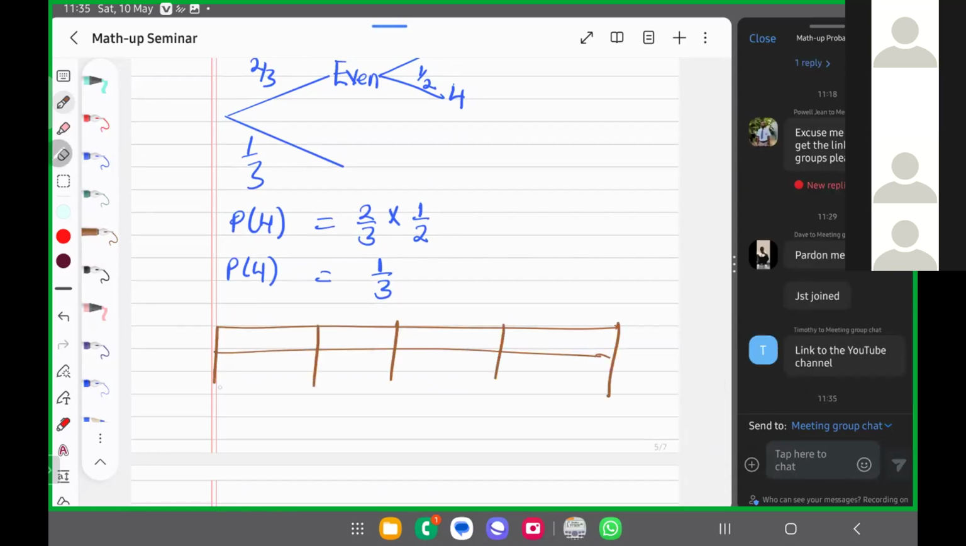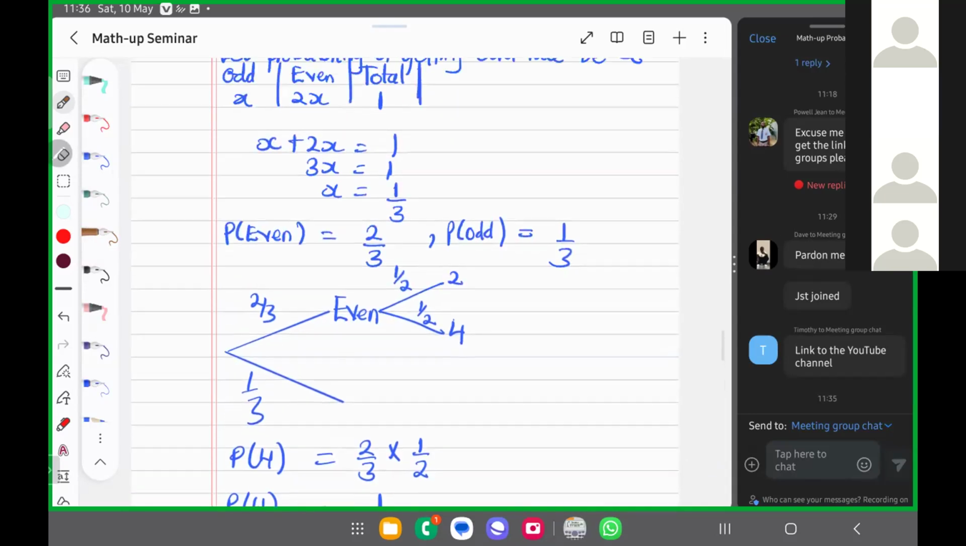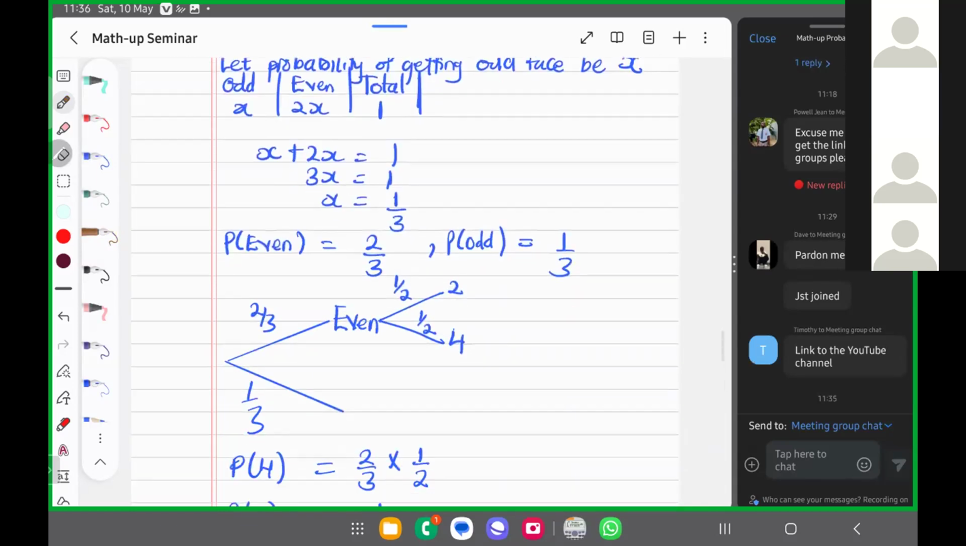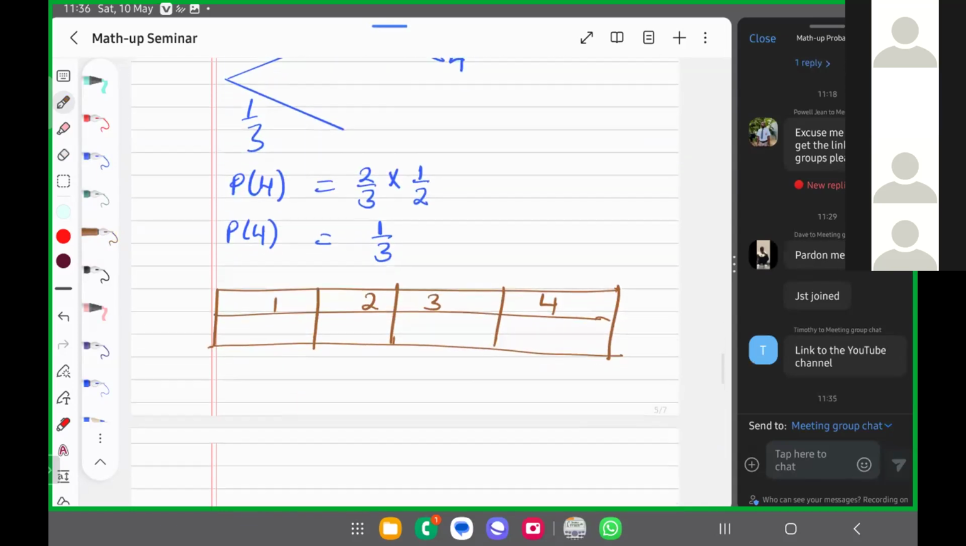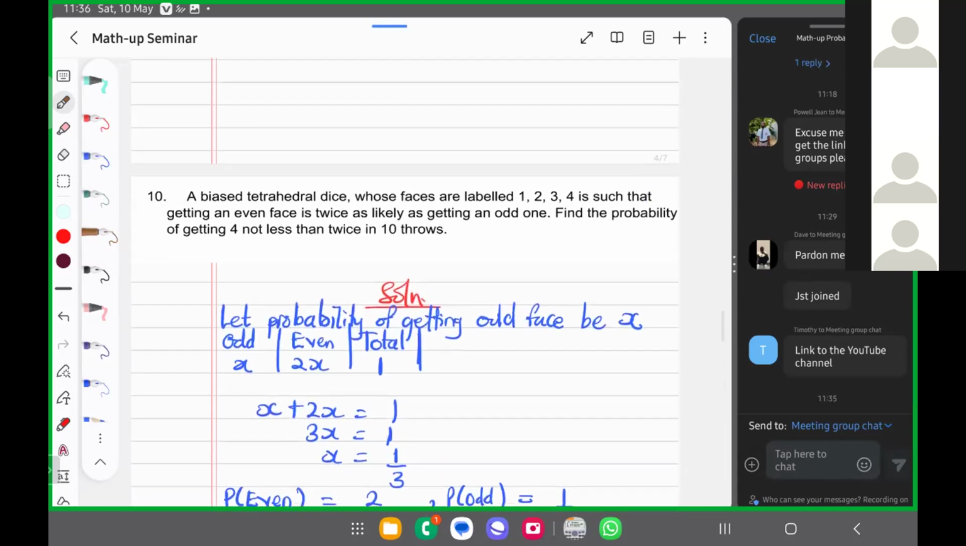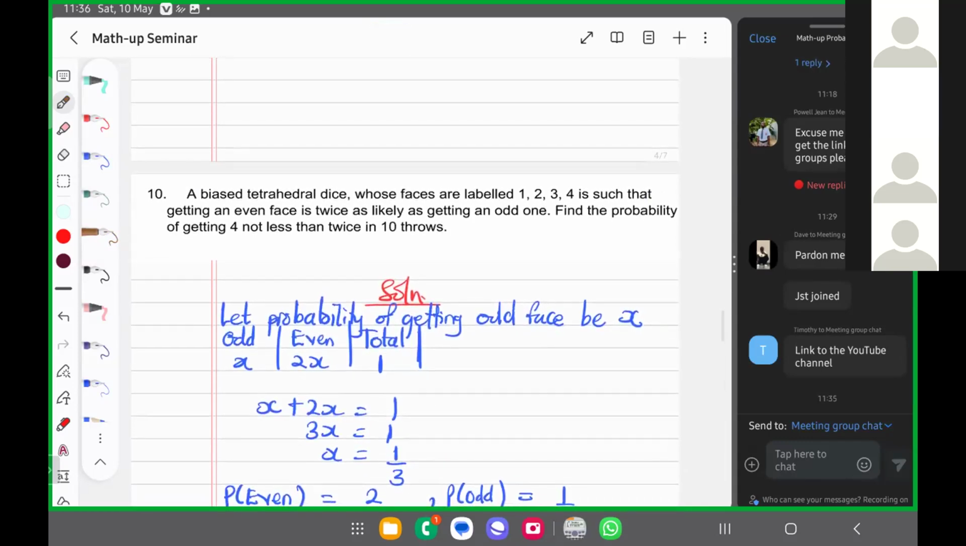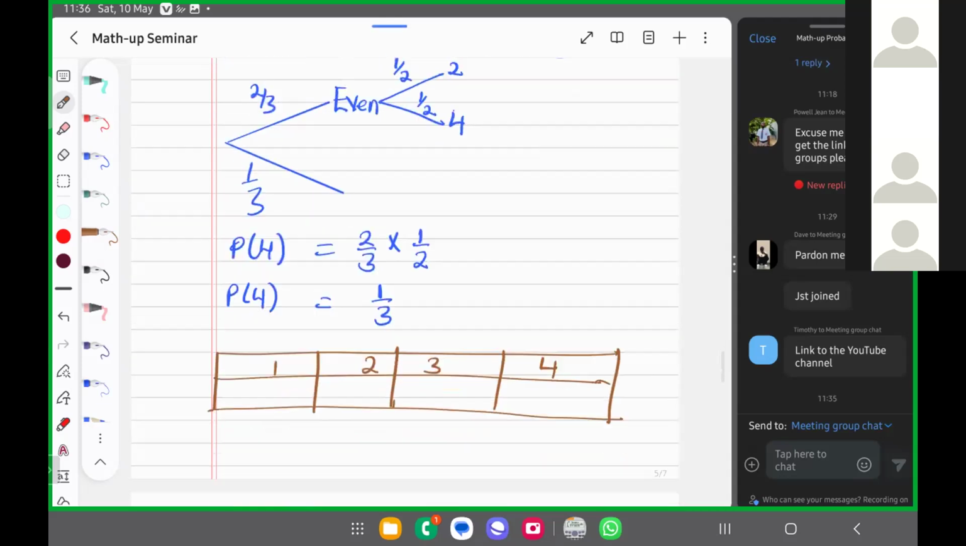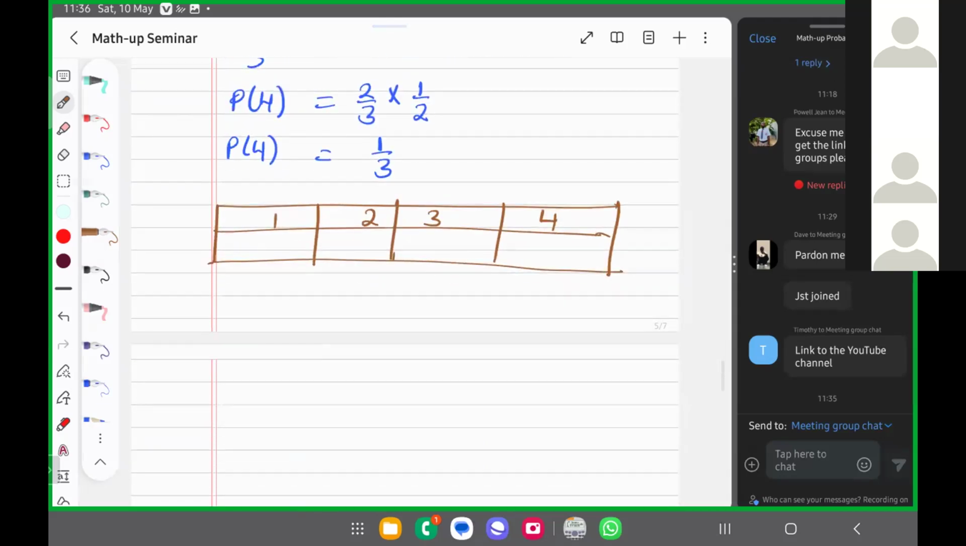So we have 4 numbers, 1, 2, 3, 4. And they have told me that my probability of having an even number is twice as likely as that of having an odd number. So for odd numbers, assuming the probability of getting an odd number is x for 1 and x for 3, it means that the probability of having even numbers would be 2x. So 2x there and 2x there.